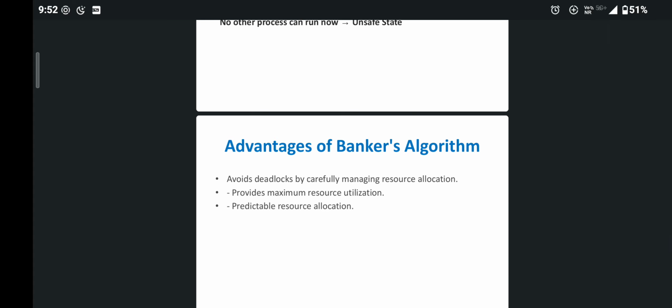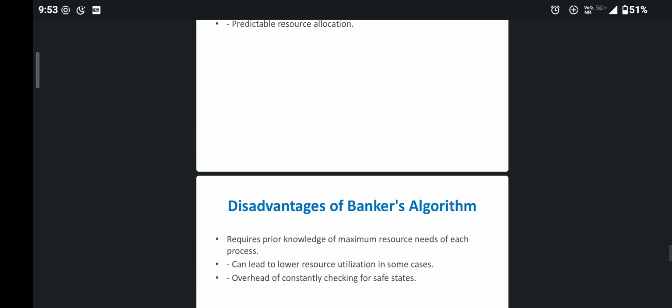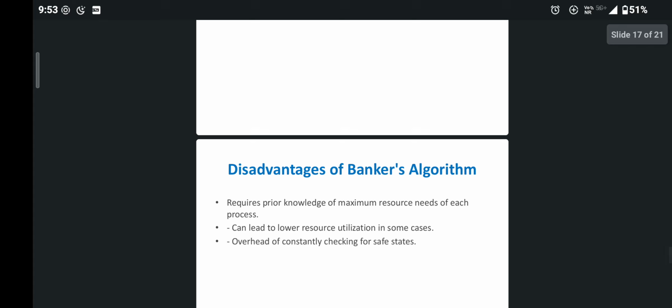Advantages. So let us understand the advantages. By carefully managing resource allocation, it provides maximum resource utilization and predictable resource allocation. What are the disadvantages? It can obviously lead to lower resource utilization in some cases.